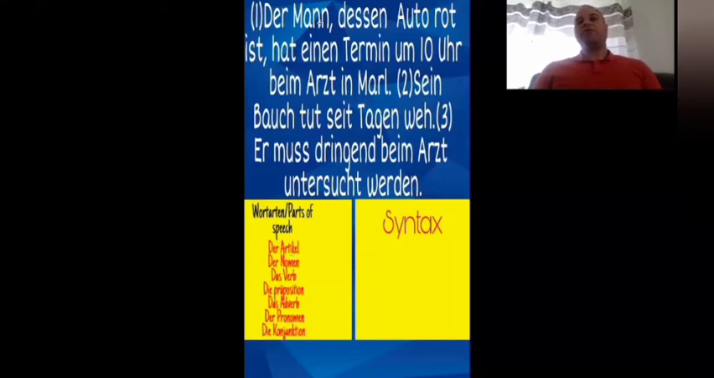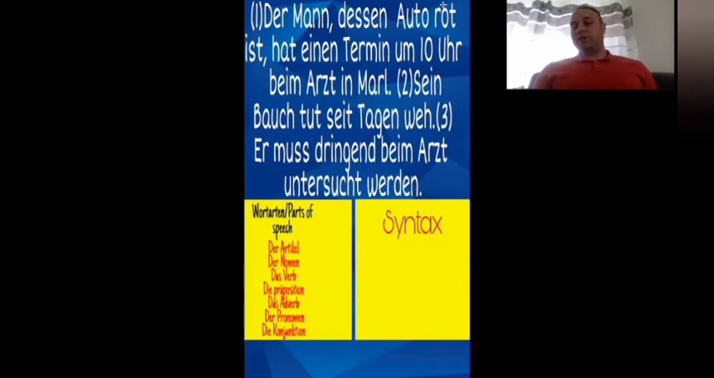For example, in the first sentence we have der Mann. Mann is a noun. Der is a definite article, known as bestimmter Artikel. Dessen is an article in the genitive case. Auto is a noun again. This is genitive because the original article of das Auto, the car, is das. That's why we changed das to dessen, because we have a genitive case here.